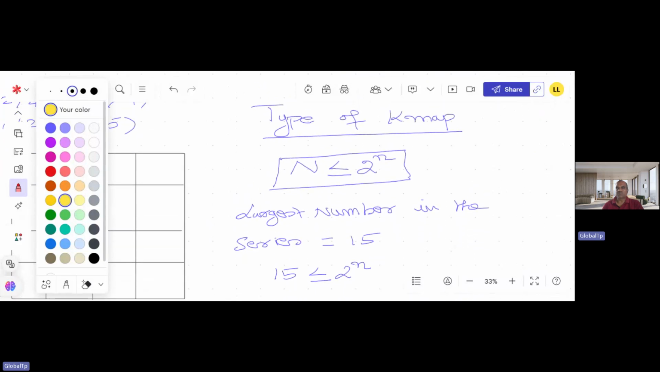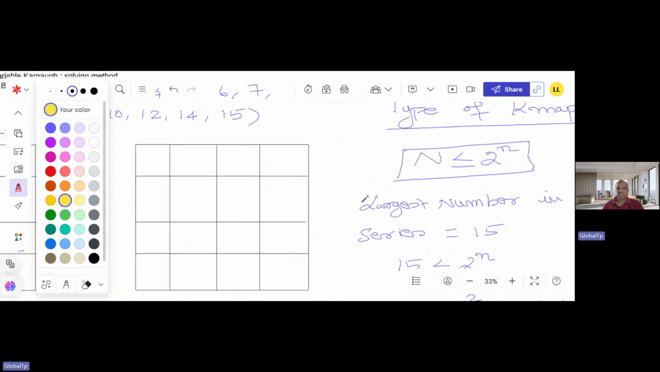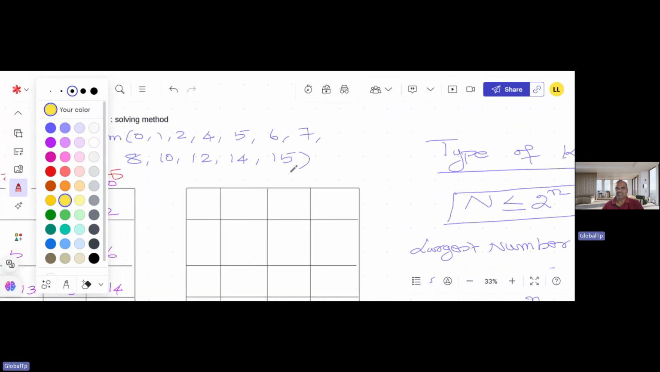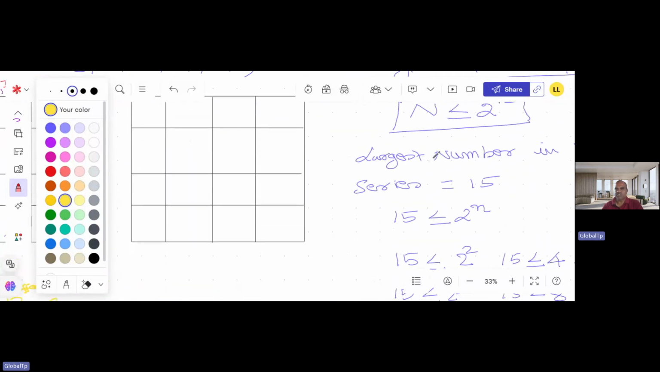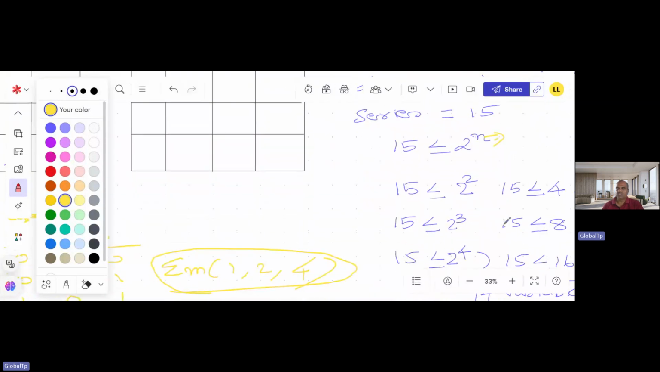So here we are using one formula. Capital N is less than or equal to 2 power n. First, you need to check what is the maximum number in the given series. Here, the maximum number is 15. So instead of capital N, you need to substitute 15 here. So 15 is less than or equal to 2 power n. This is the formula. This n, you have to find on a trial and error basis. First, you need to put 2 square. Raise the powers.